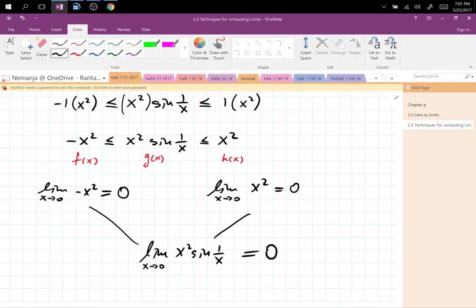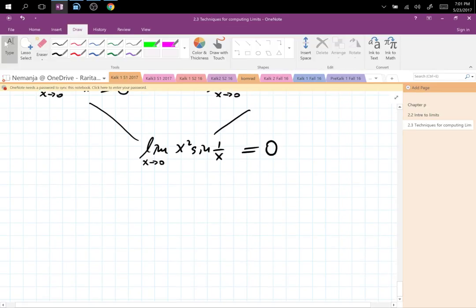Had enough? All right, so that's 2.3. We are done with 2.3. Are there any questions, concerns? Should we do another one, squeeze theorem? Do I have anything on the squeeze theorem? Maybe we do another one, huh?